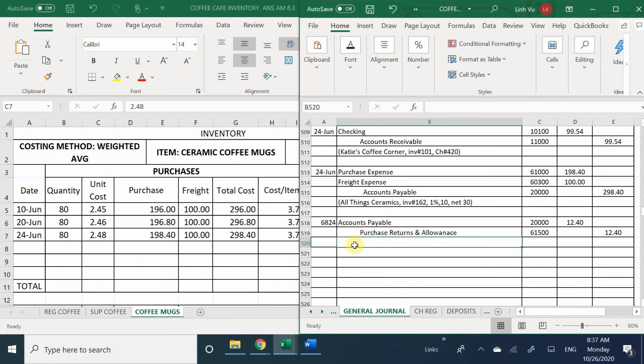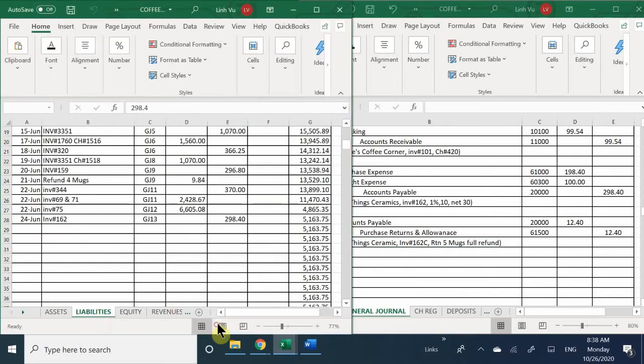Then from there we go to the ledger. You want to make a note before we go to the ledger? Sure. All Things Ceramic, invoice 162C. Return 5 mugs for full refund. Good.